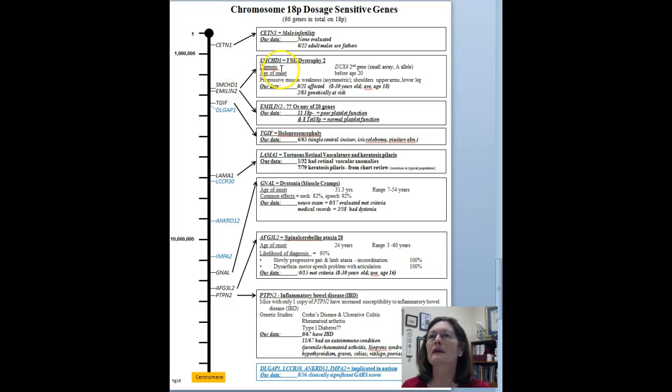It says what we know about the gene and our data regarding how many people in our cohort actually have this issue or don't have this issue. Again, this, I hope, is something you can just read through, and it doesn't need further explanation from me here.